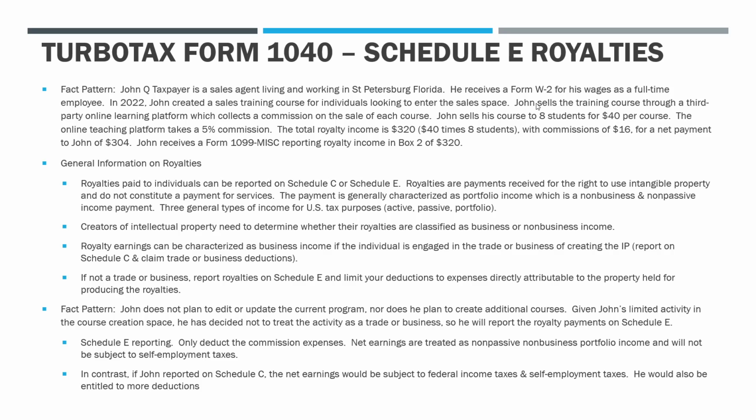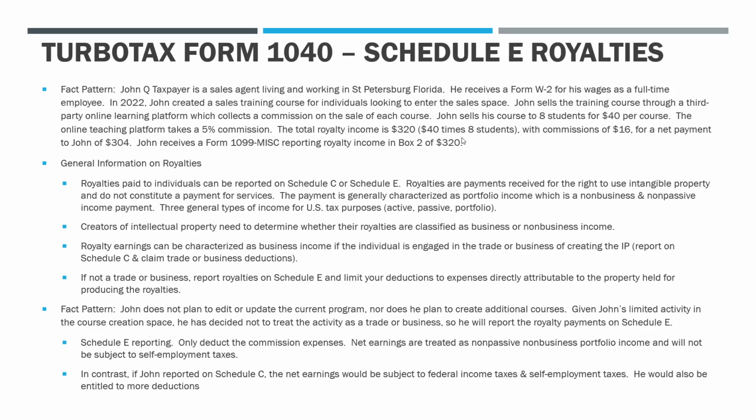So he sells the training course through a third party online teaching platform. And so this platform hosts the course, they collect the payments, they manage all the students. And so in consideration for that, the platform takes a commission, right? That's generally how those platforms work. So John sells his course to 8 students for $40 a piece, and the online platform takes a 5% commission.